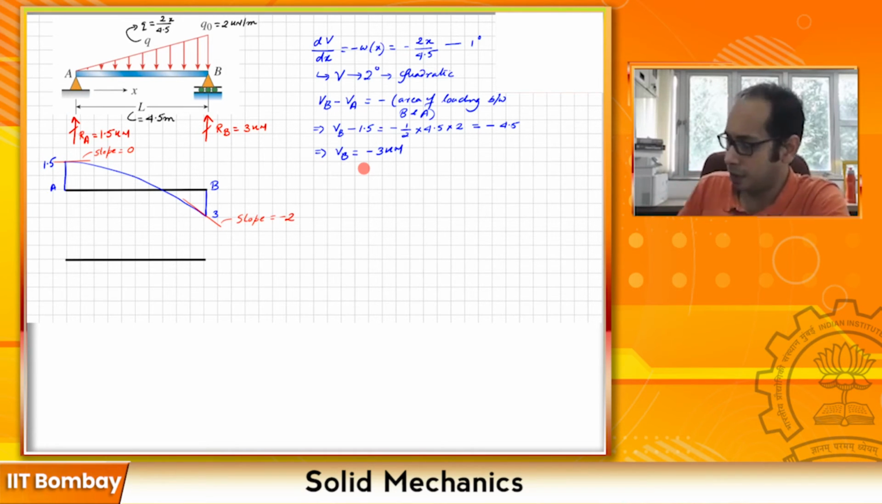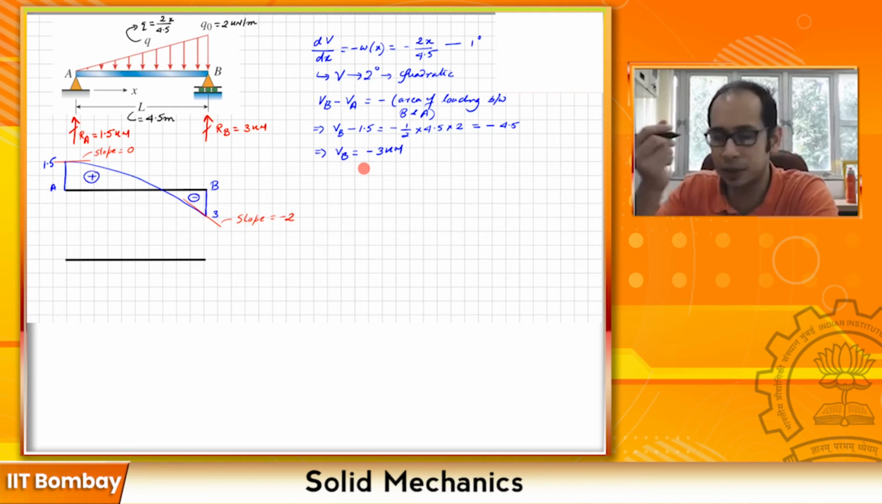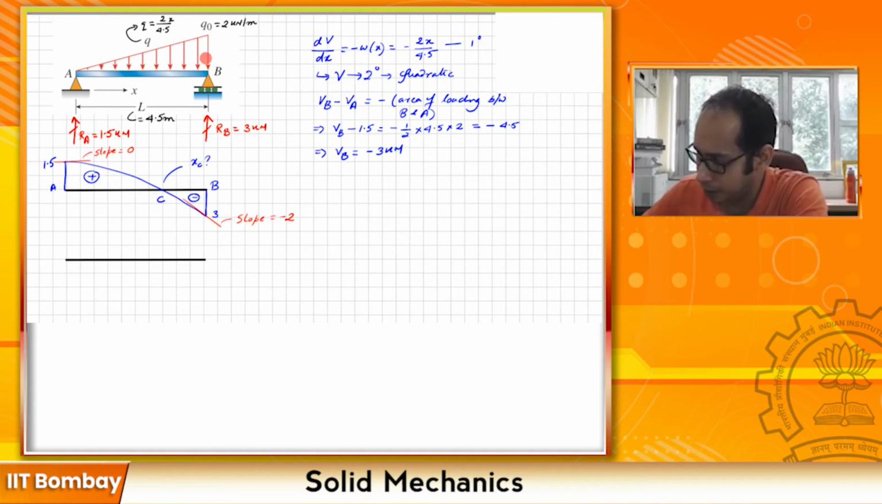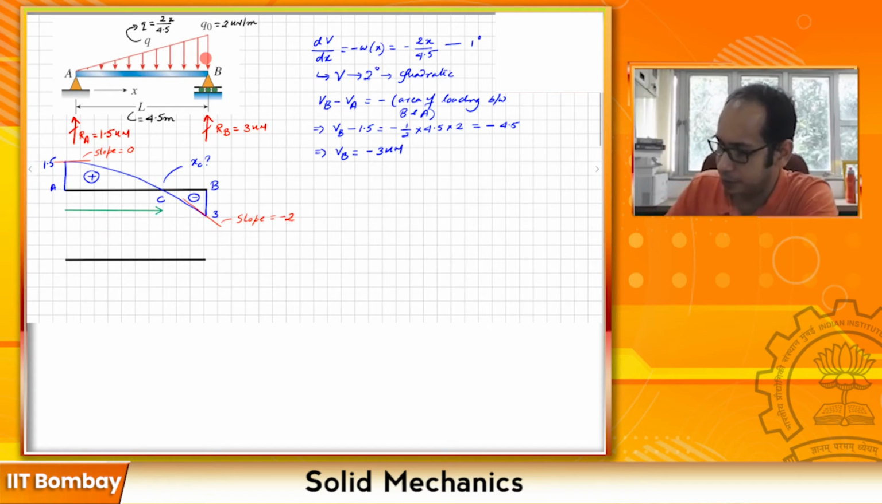Okay, so now as you can see, here I have a positive part and a negative part. Now the question is, where does this happen? Where does V equal 0? So I'll mark this point as C over here. So the question is, what is this XC, where XC is the distance from the left end to this point over here? How do we compute XC?